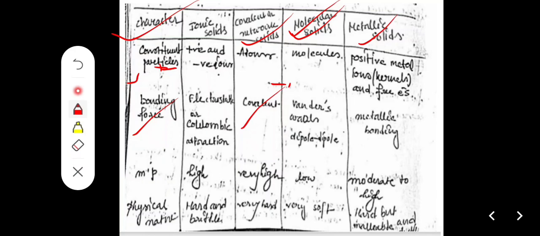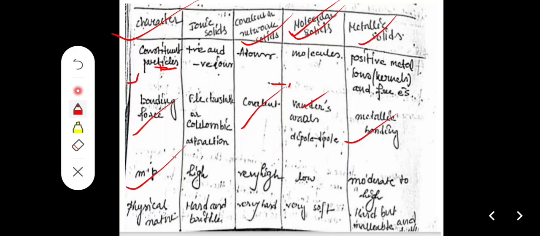And in a molecular solid, there is van der Waals force or dipole interaction. Sometimes a dipole can be generated, and at that time dipole interaction can occur. And in a metallic solid, since metal and electrons are present, it is not the same as the other types, it is a defined type, so metallic bonding is present. Okay, melting point: ionic solid is high, covalent is very high, molecular solid is low, and metallic solid is moderate to high.